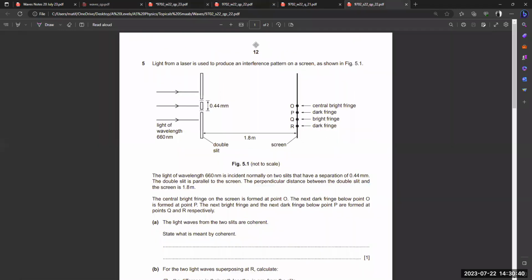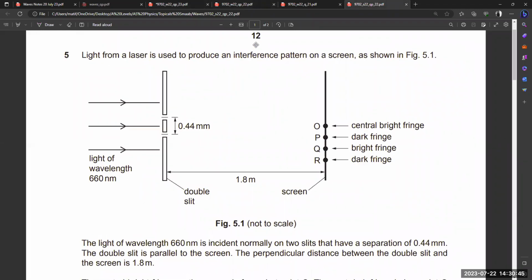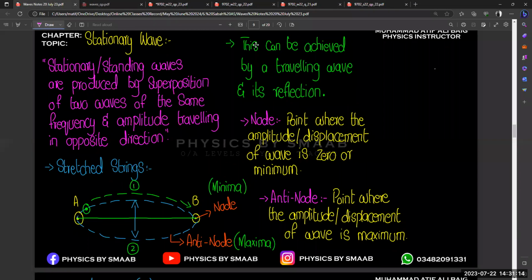Okay, one more question that is related to the same topic that we studied today. In this concept, we are having light from a laser. We also discussed that we use a laser for the coherent concept, right? So a laser is a coherent wave source. That's why light from a laser is used to produce an interference pattern on a screen as shown in the figure. There are different values mentioned in the question. Let's start to mark the values. We mark the values like this.